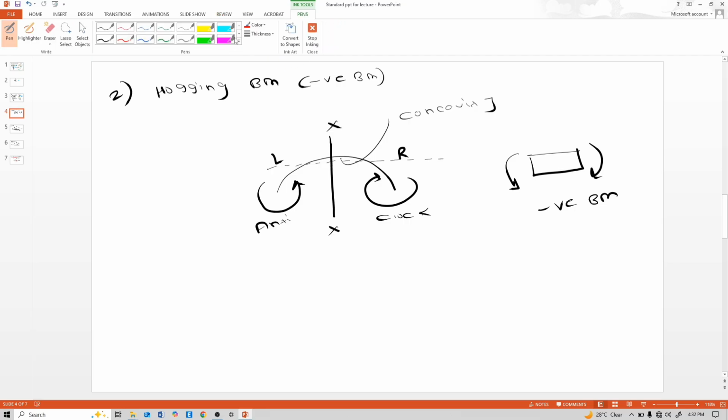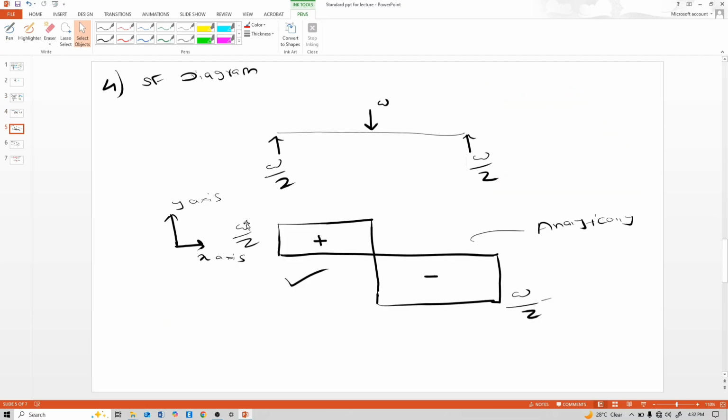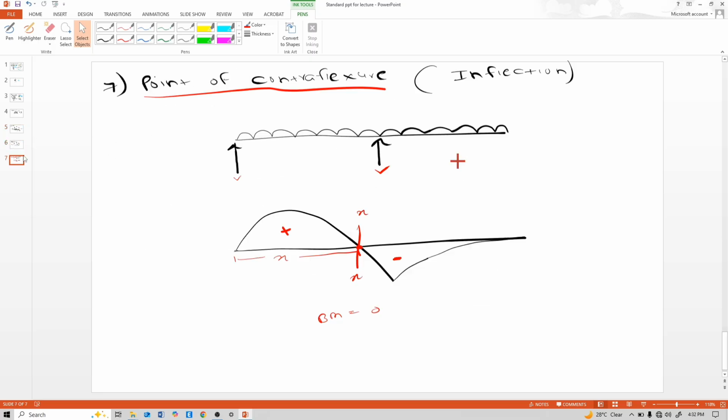See, the behavior of forces is also very important. This force pushes the beam like this, and this force pushes the beam like this. That means the beam bends upwards and forms concavity above its center line. This is the shear force diagram. This is the bending moment diagram, and this is the point of contraflexure or inflection, the point of inflection. Thank you very much.